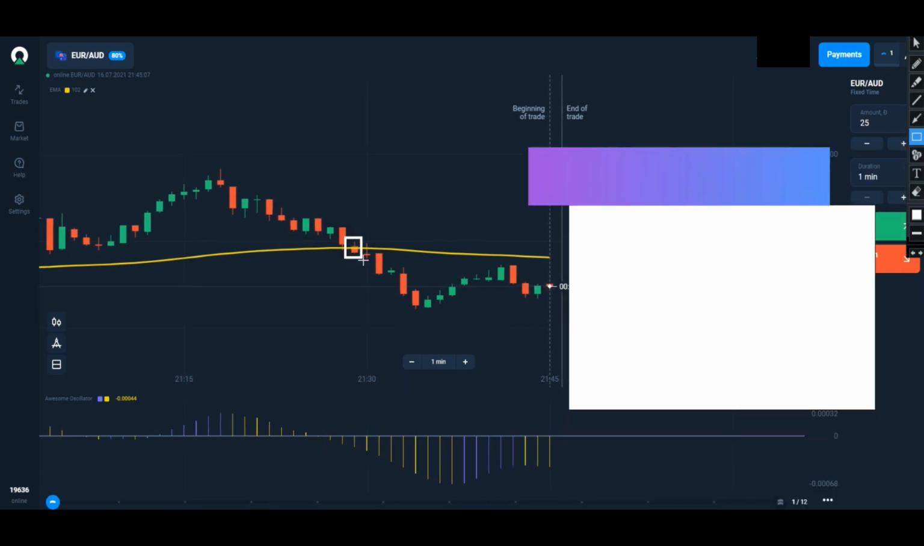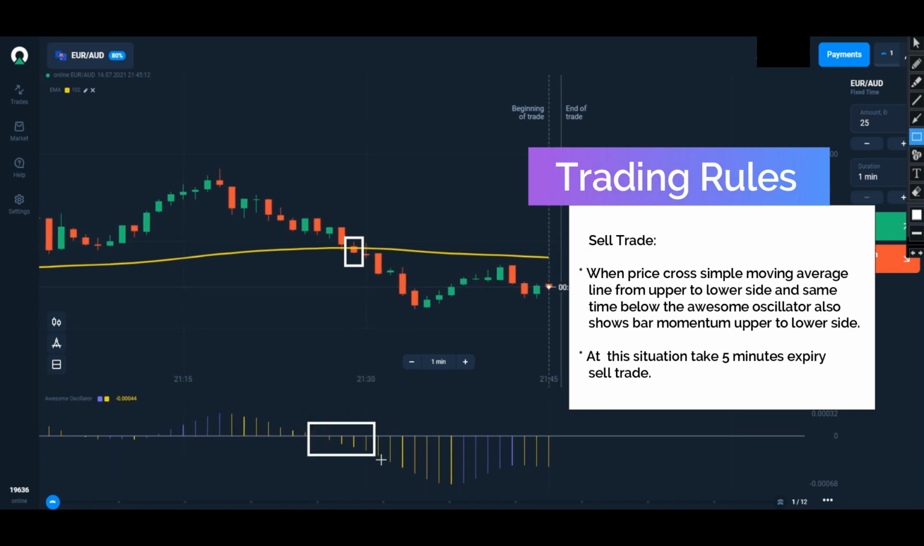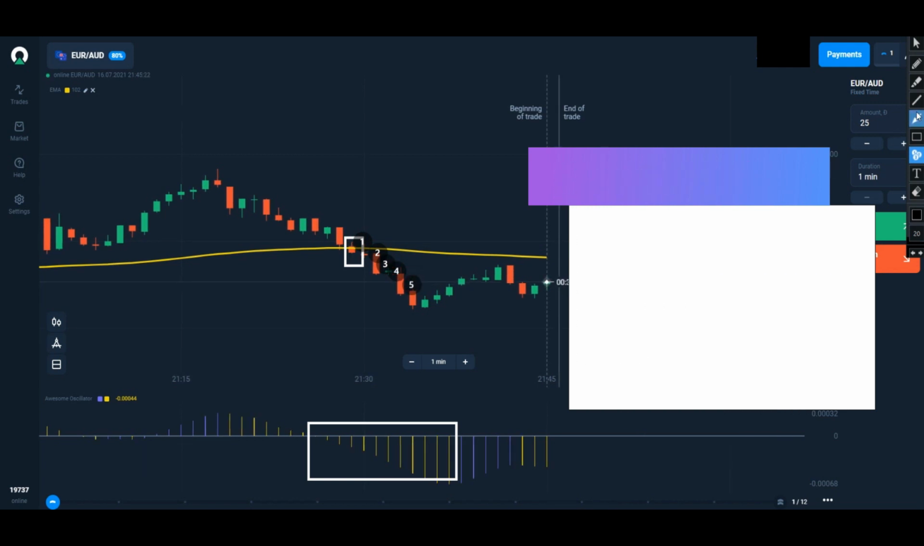Trading rules, sell trade setup. When price crosses the simple moving average line from upper to lower side, and at the same time the awesome oscillator below also shows bar momentum from upper to lower side. In this situation, take a 5 minutes expiry sell trade.